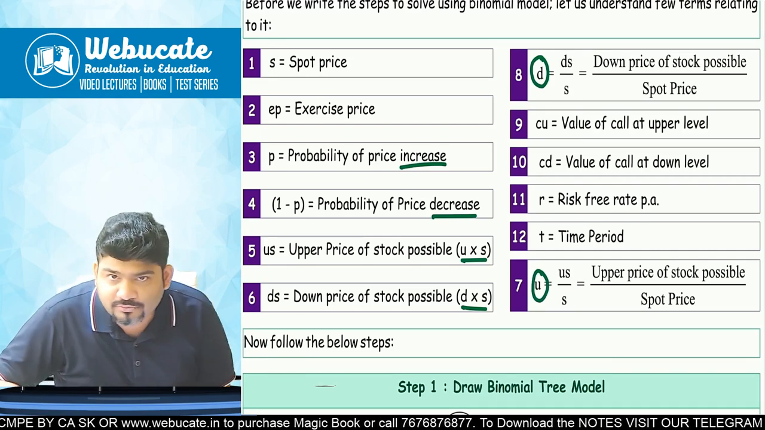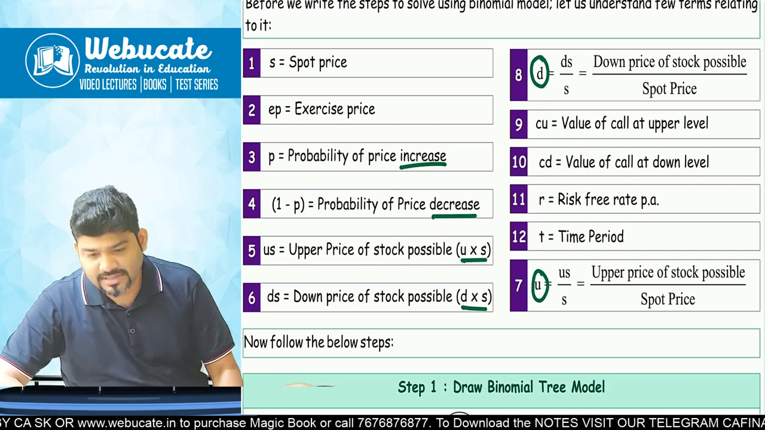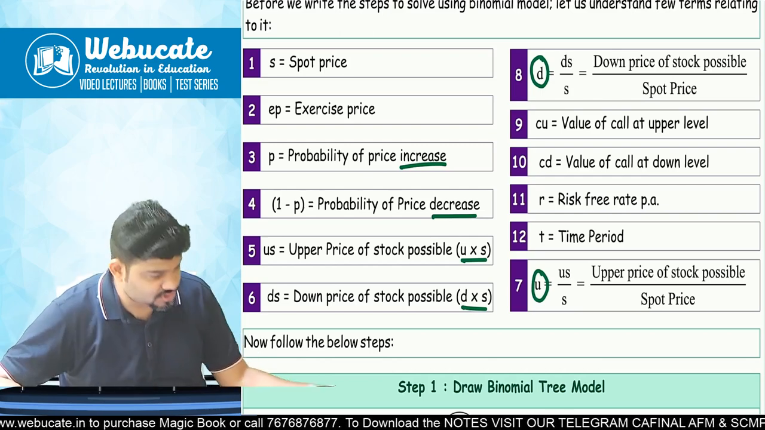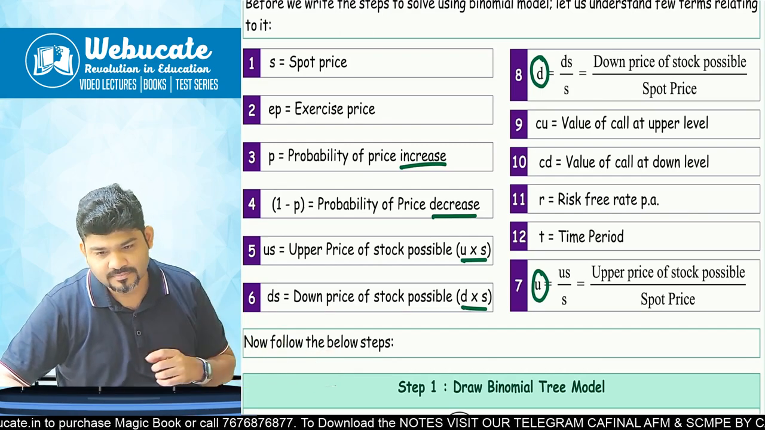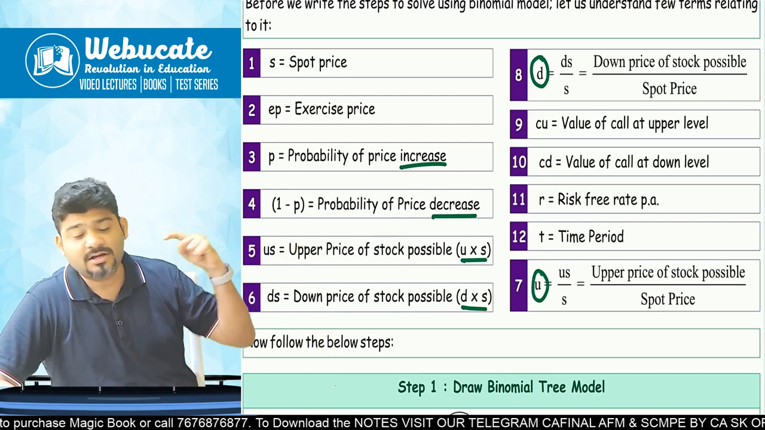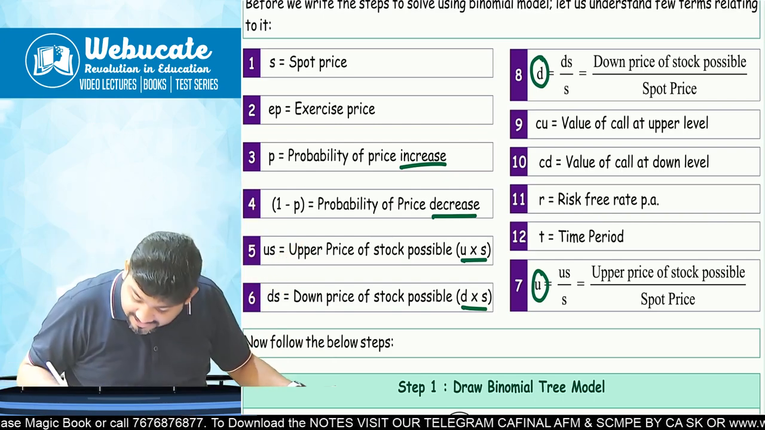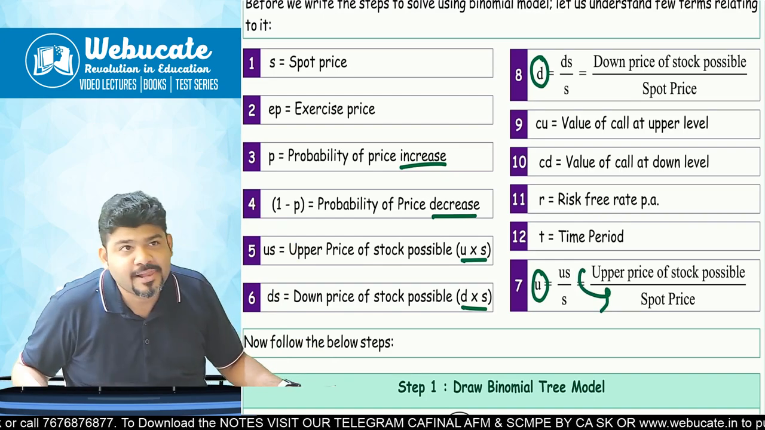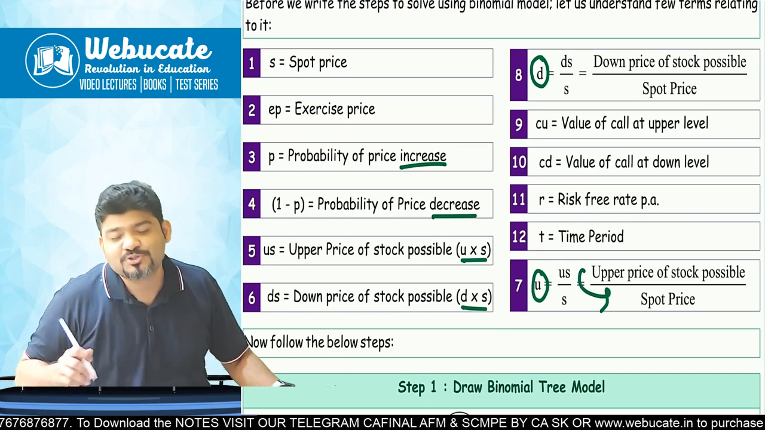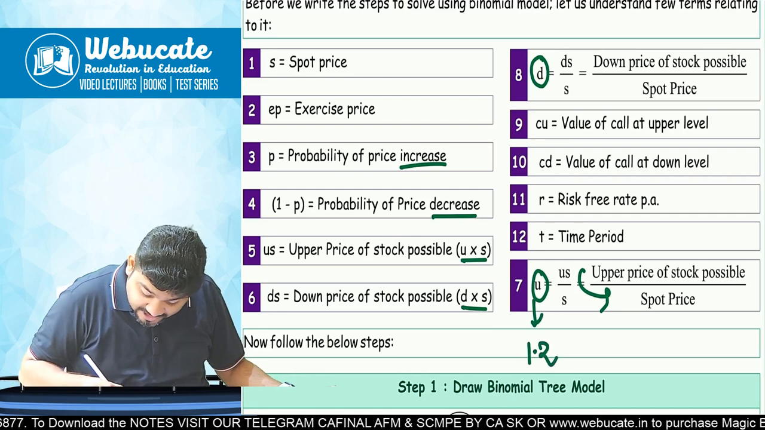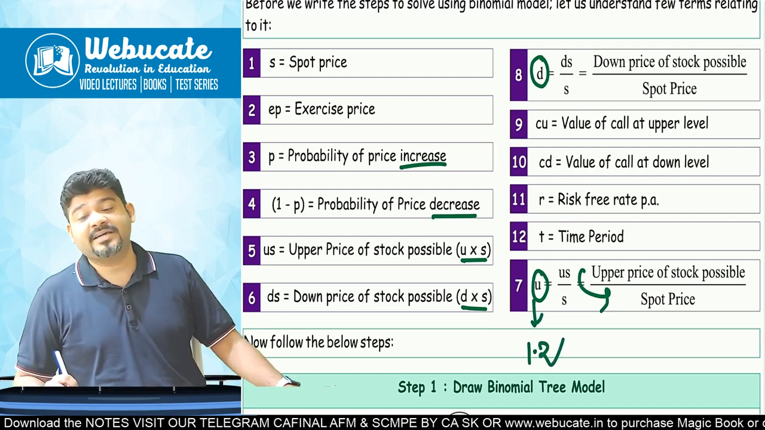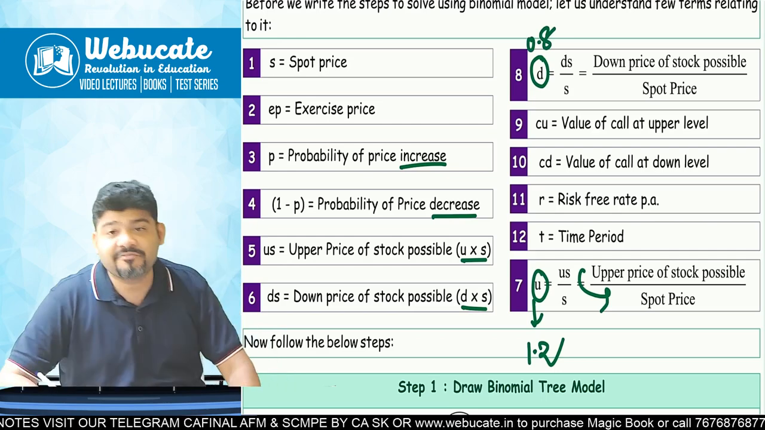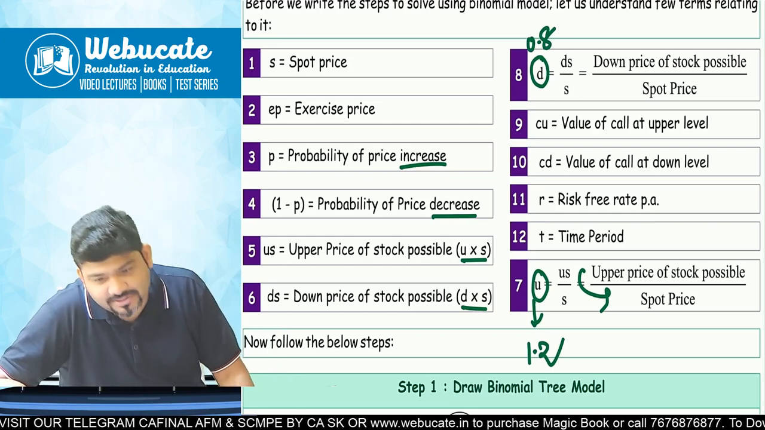What is U? U is the number of times the price will increase, the upper price of the stock possible divided by the stock price. So say I am expecting it to go to 60, and the spot price is 50. So I am expecting this to be 1.2 times my spot price. And D will be 0.8 times my spot price. Got it? So that is your D.